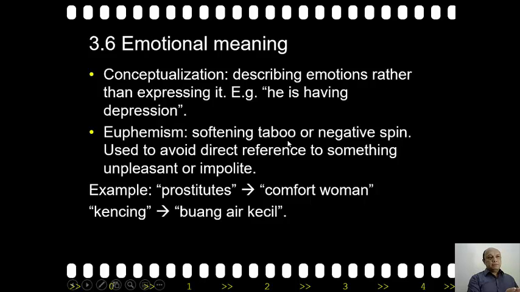This is used to soften taboo or negative spin. It is used to avoid direct reference to something unpleasant or impolite. So if you want to say something unpleasant, something bad, something dirty, something obscene, or impolite, then you tend to use euphemism. You would use euphemism in order to soften that unpleasant or impolite meaning.